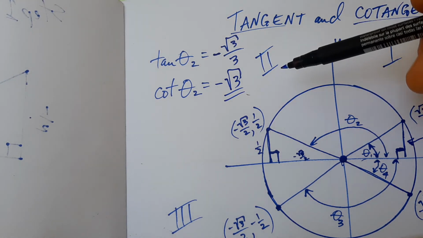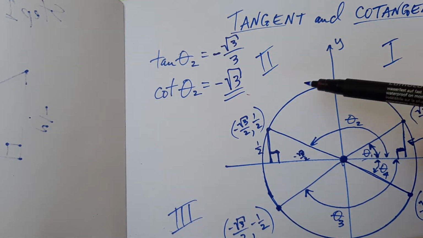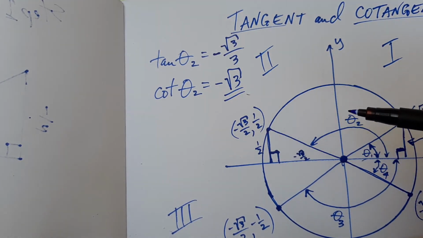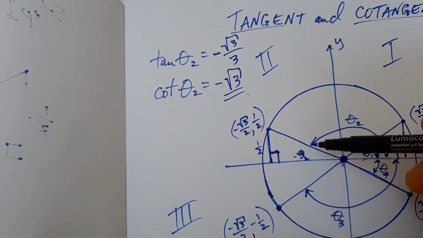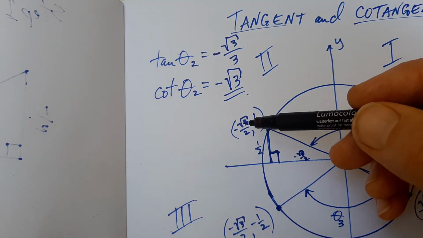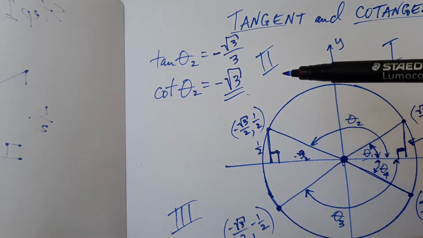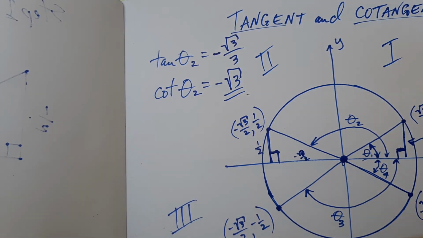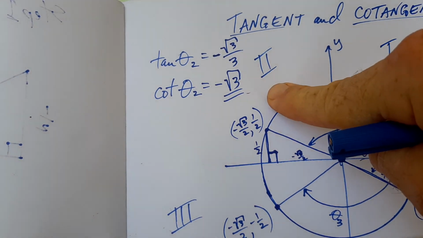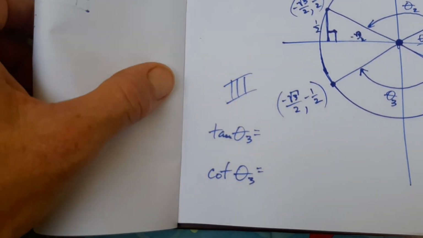So in quadrant 2, no matter where this point would be over here, the y value will be positive and the x value will be negative. And so cotangent and tangent are always negative in quadrant 2, positive in quadrant 1, negative in quadrant 2.